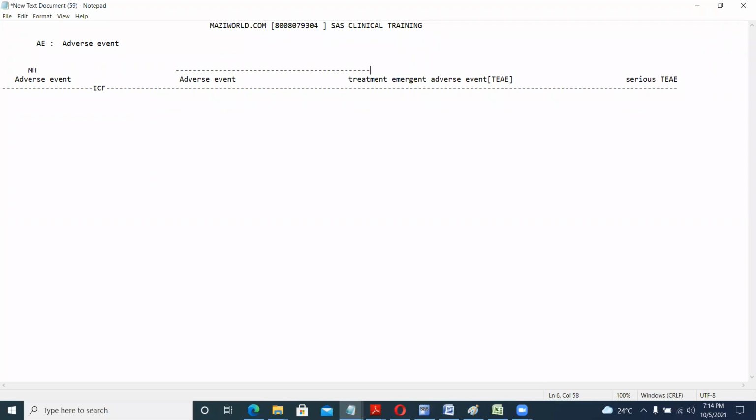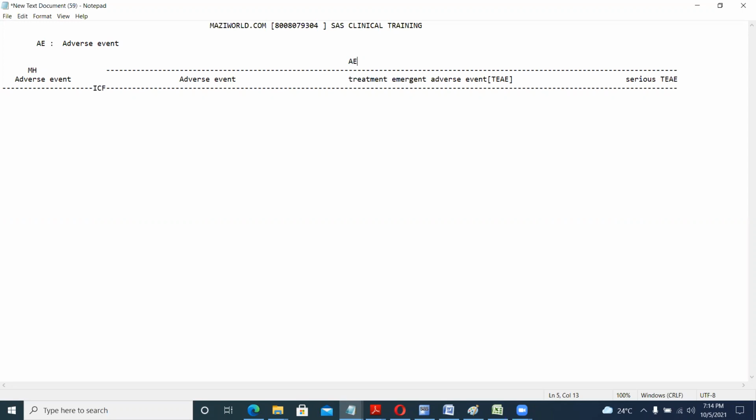After signing the informed consent, whatever adverse event comes across, I'm putting a line over here. Whatever adverse event has come across, any event it may be, this information will be populated into the adverse event. So this is the first step. I hope this is clear. Before signing the informed consent, any adverse event will be stored into the medical history. After signing the informed consent, any adverse event will be captured into the adverse event only.